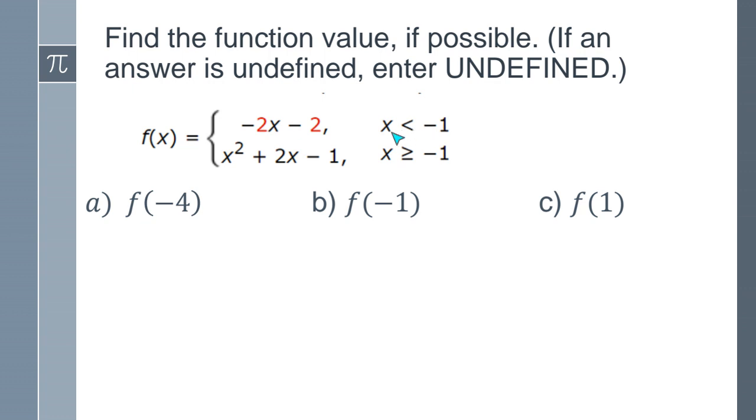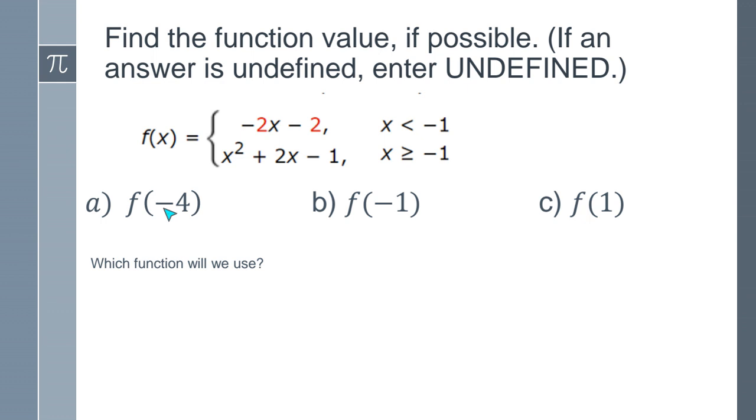So for any value of x that is less than -1, that means we're going to use the top part of the equation. For any value greater than or equal to -1, we're going to use the second part of the equation. So the first thing you want to do is figure out, if I have f of -4, remember that the -4 here is going to replace your x variable. So we're going to substitute it for x.